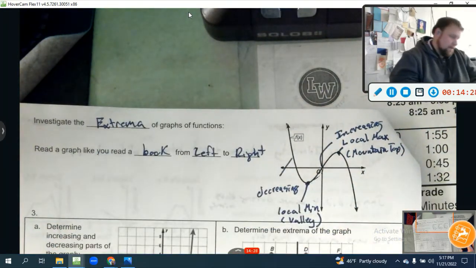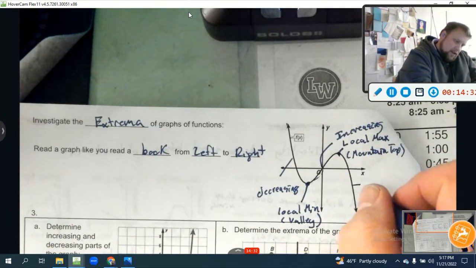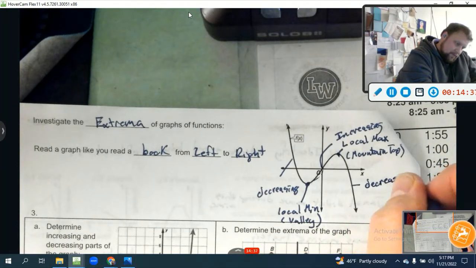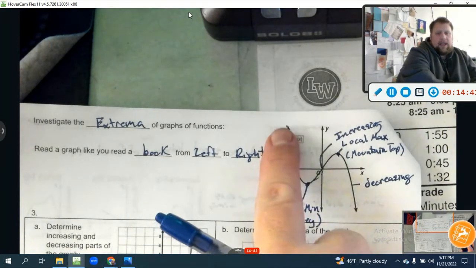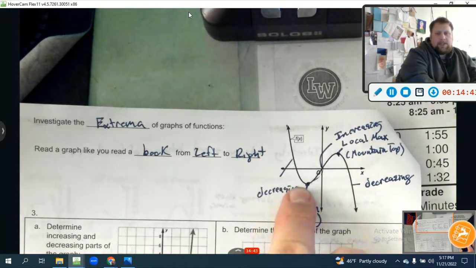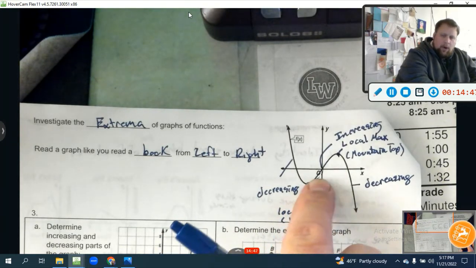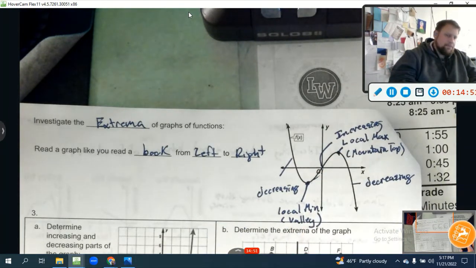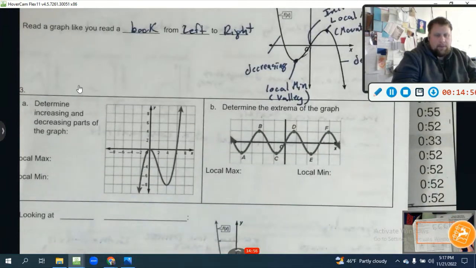And then what happens after the mountaintop? It immediately starts decreasing again. The important thing to notice is every valley comes because we're decreasing and we get to our low point and then we start going up again, so that creates a valley. But when we're going up to a high point and then back down again, that creates a mountaintop. Okay? So let's look right here and determine some boundaries.